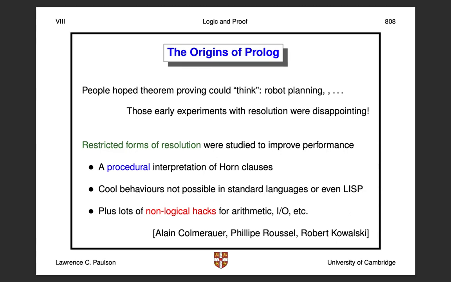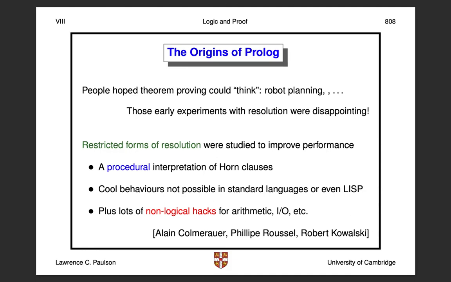As one possible solution to this problem, people decided that the full resolution rule was simply too general and powerful, and that they should consider restricting it in one way or another, such that you could then get a more efficient proof procedure.